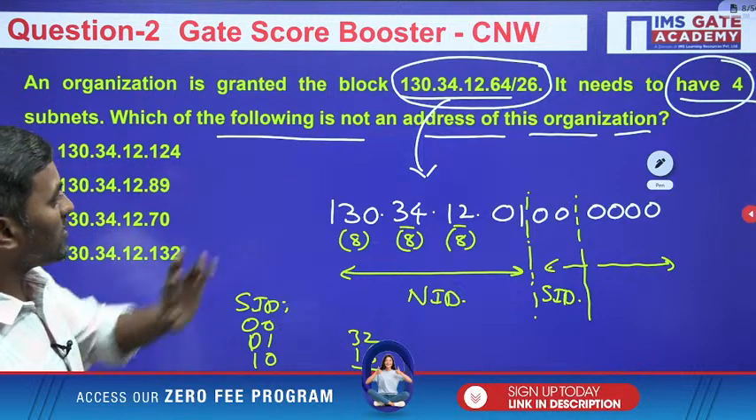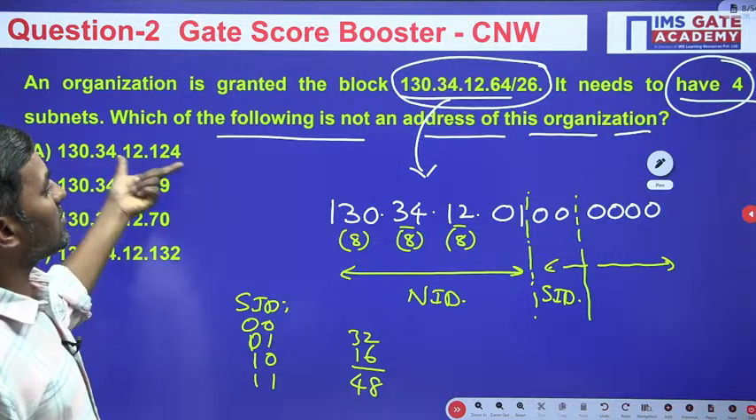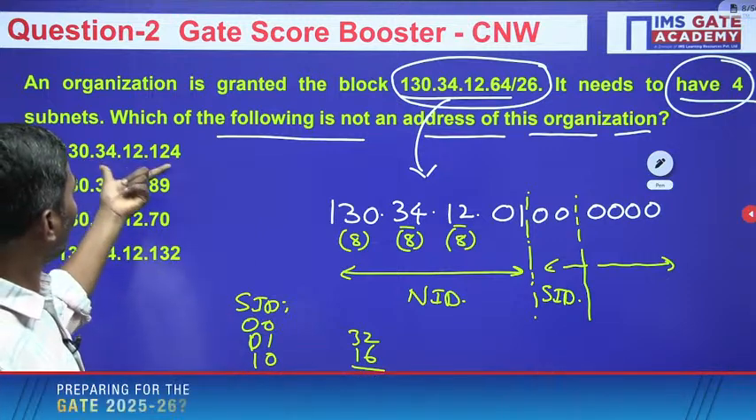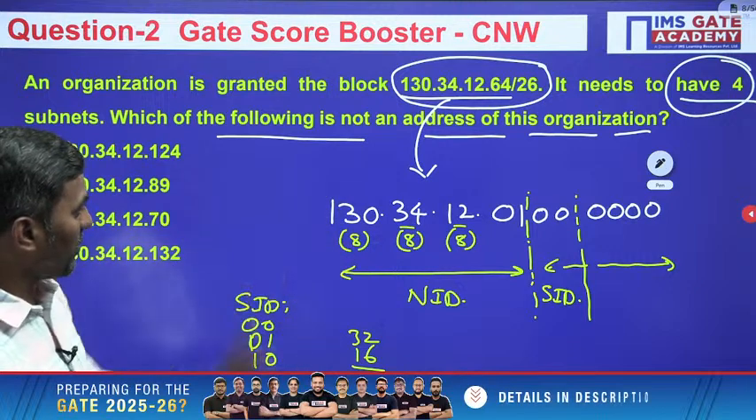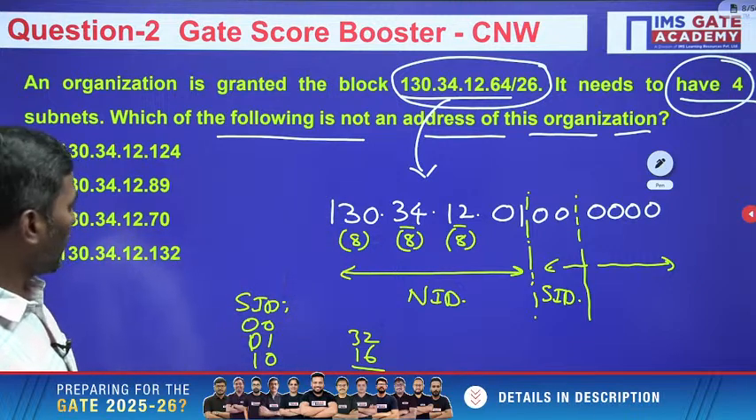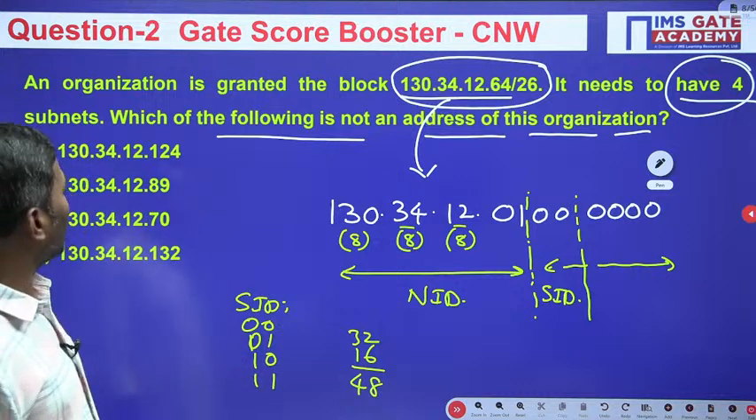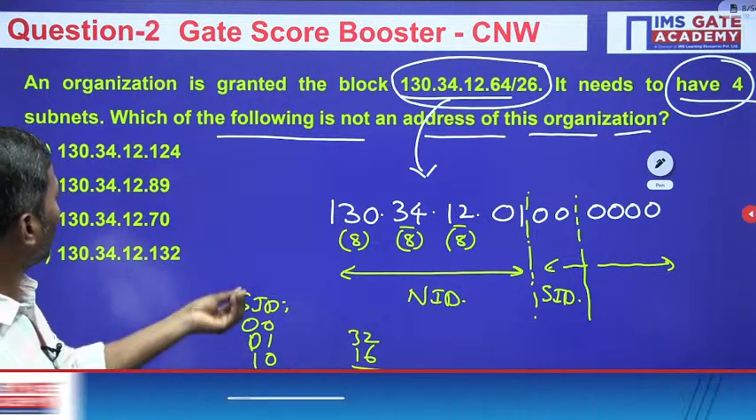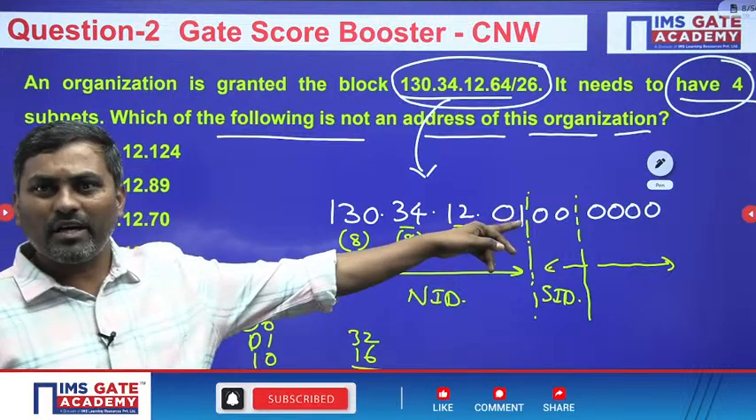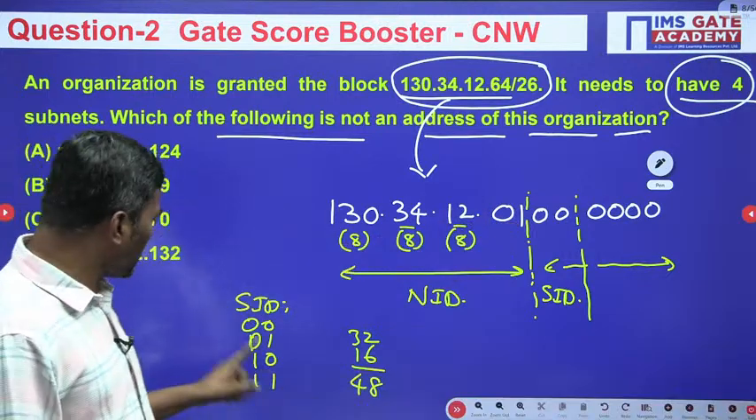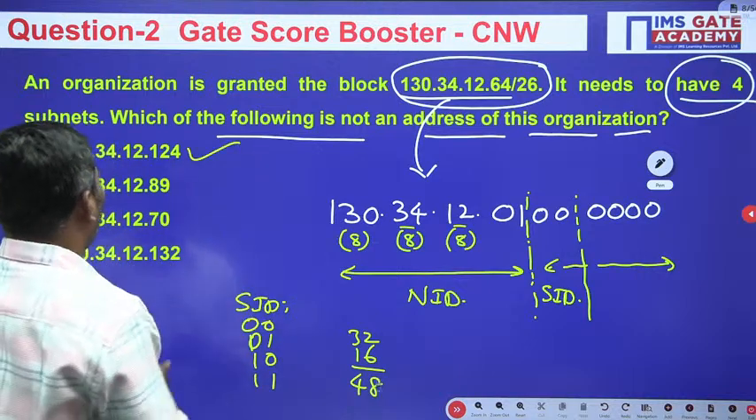So 124 as a subnet ID: which of the following is not an address of this organization? 124 is possible, because anyway you have to touch the 64-and-greater range, one of them. So when 124 is possible, it falls in subnet 3, 112 plus the remaining 8 plus 4, 12. The 12th ID will be there under the 3rd subnet, 0, 1, 2, 3, correct? It is present, right?